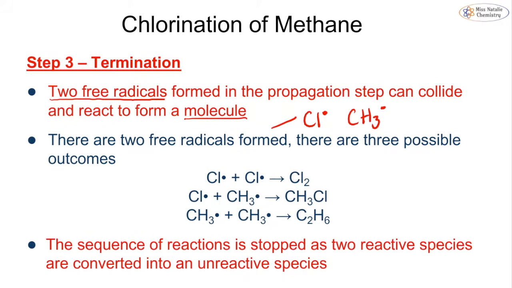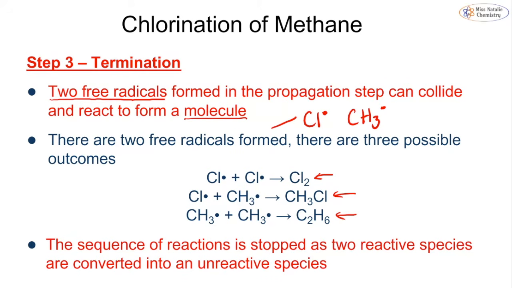I can get 2 chlorines to reform a chlorine molecule. I can get a chlorine and a methyl to make chloromethane, or I can have 2 methyls to form ethane. Any one of these could possibly happen. We can't possibly predict which one is going to happen.